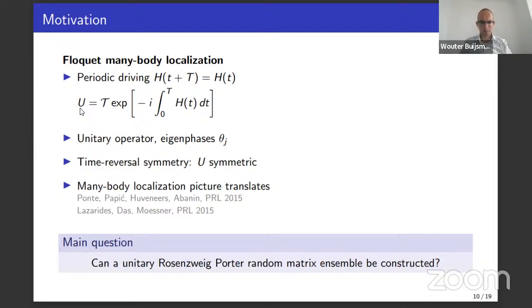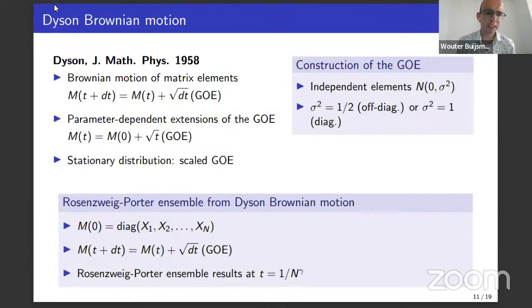Okay, so now let me go to the next slide. Now comes the main part. Okay, how can we construct a circular Rosenzweig-Porter random matrix ensemble? The technique that we use for this is something known as Dyson Brownian motion. This was proposed by Dyson in 1958.